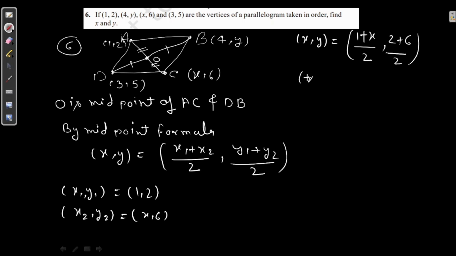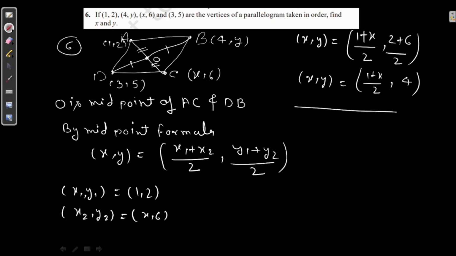When I solve it, I will get x comma y is equal to 1 plus x by 2 comma, 6 plus 2 will be 8, divided by 2 will be 4. So I am having the value of x comma y as 1 plus x by 2 comma 4.